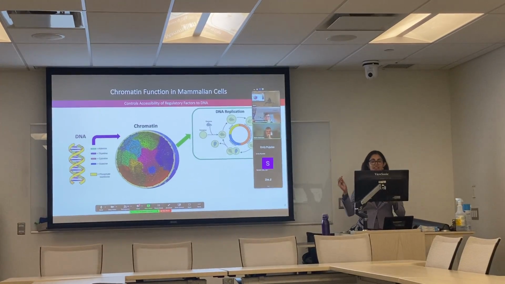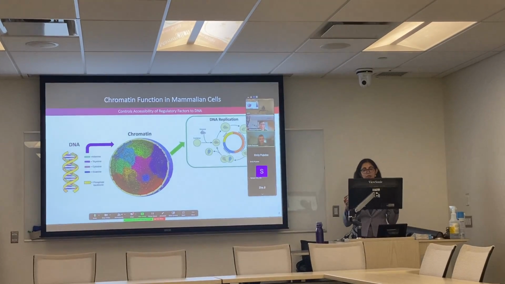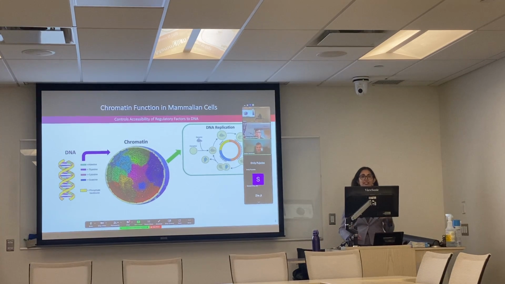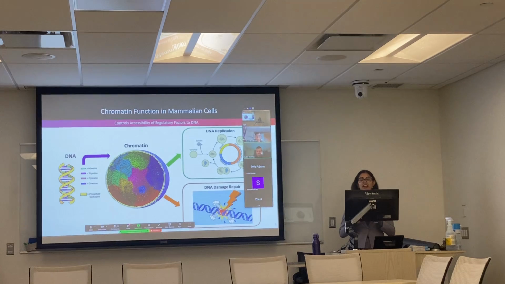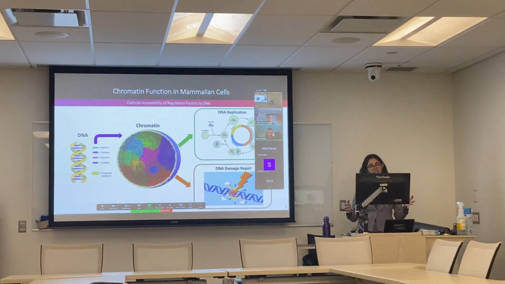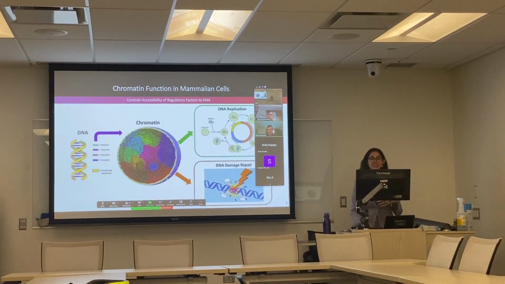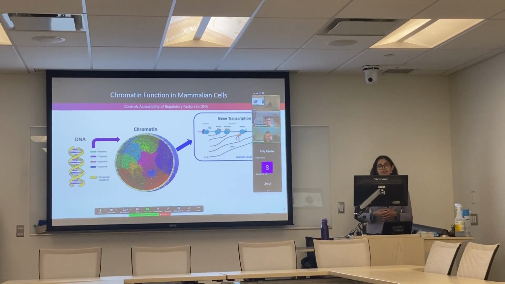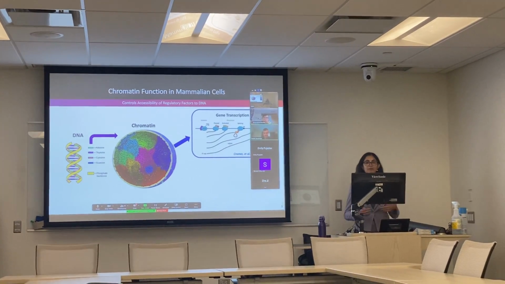So as you go through the cell cycle, the DNA is replicated and distributed between two daughter cells, and chromatin maintains accessibility of regulatory factors to these processes. In addition, during normal and external mechanisms, DNA damage can occur, and chromatin also controls this accessibility to DNA damage repair. However, this thesis will specifically focus on the functionality of chromatin related to gene transcription.